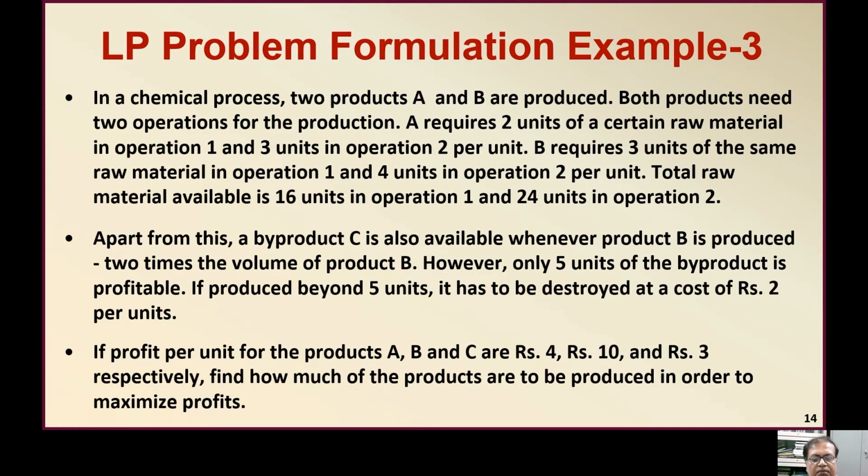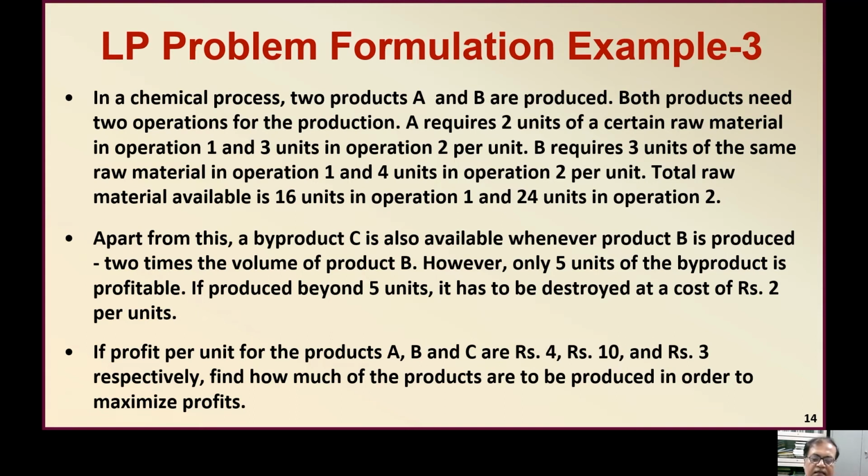In this particular problem, it is like this: in a chemical process, there are two products A and B which are produced. Both products need two operations for the production. A requires 2 units of a certain raw material in operation 1 and 3 units in operation 2 per unit. B requires 3 units of the same raw material in operation 1 and 4 units in operation 2 per unit. And the total raw material available is 16 units in operation 1 and 24 units in operation 2.